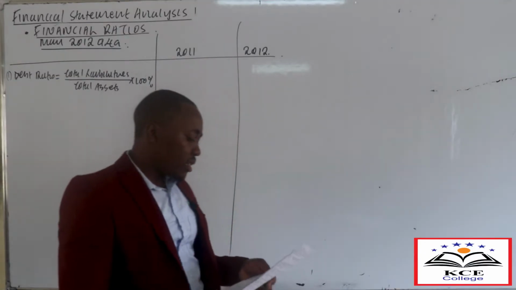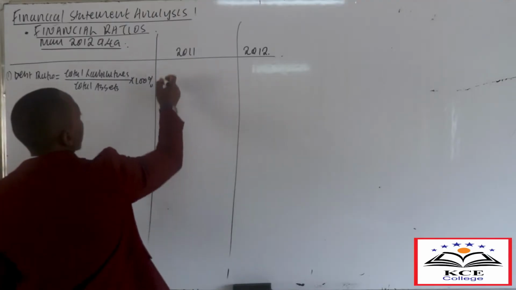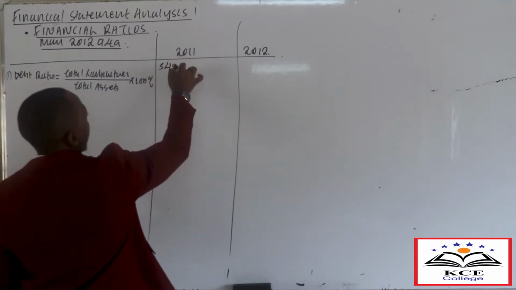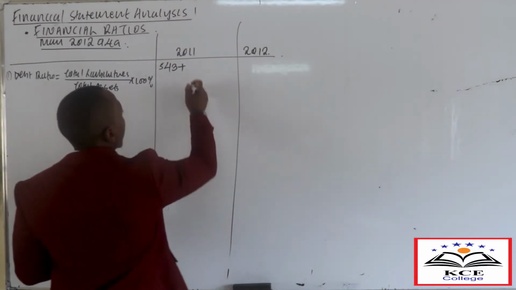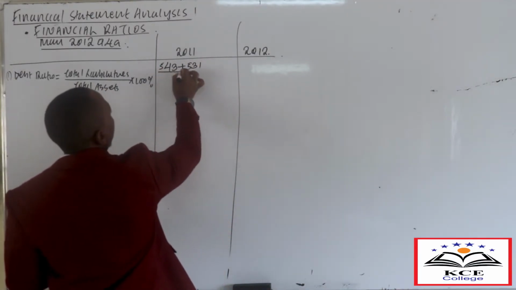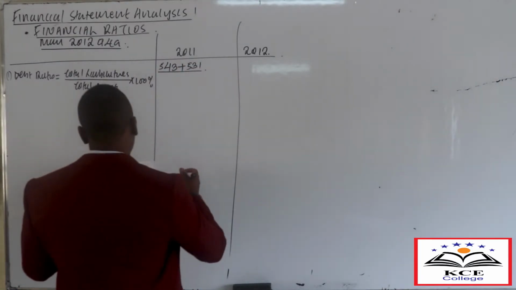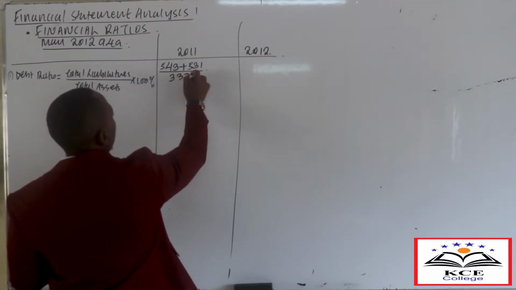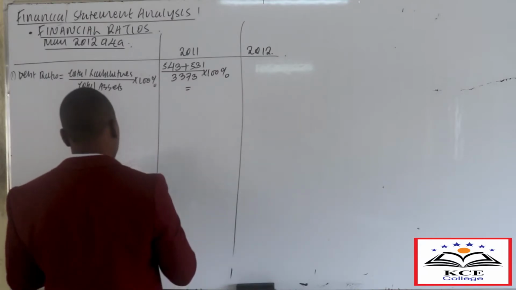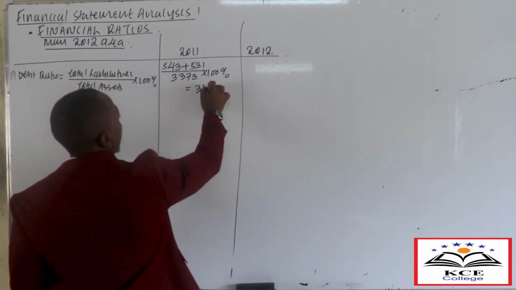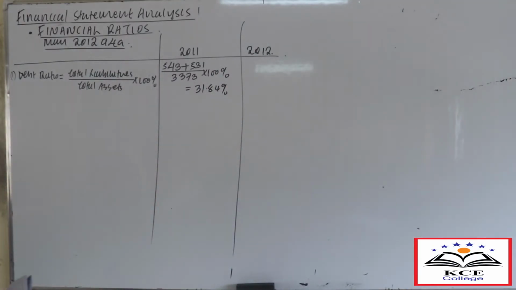Now for the total liabilities, we have current liabilities, of which the total current liability we have is 543. Then you add long-term debt, that's the non-current liability, of which we have 531. Then you divide by the total assets. You're already given the total assets, which is 3373. Then you multiply by 100. You have 31.84%. Let's do the same for 2012.